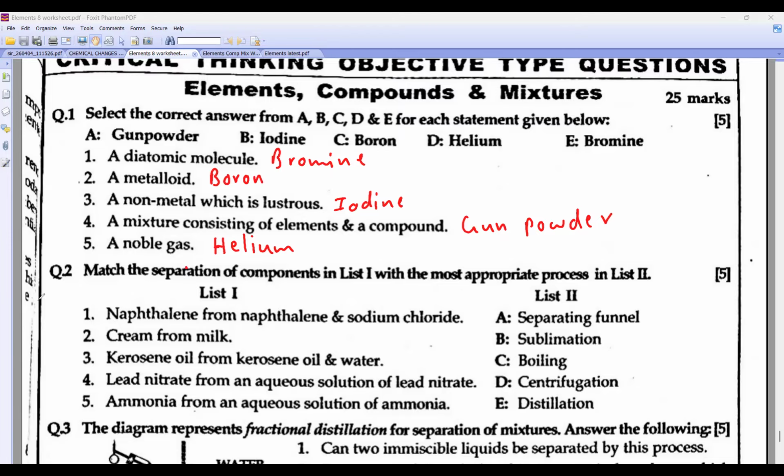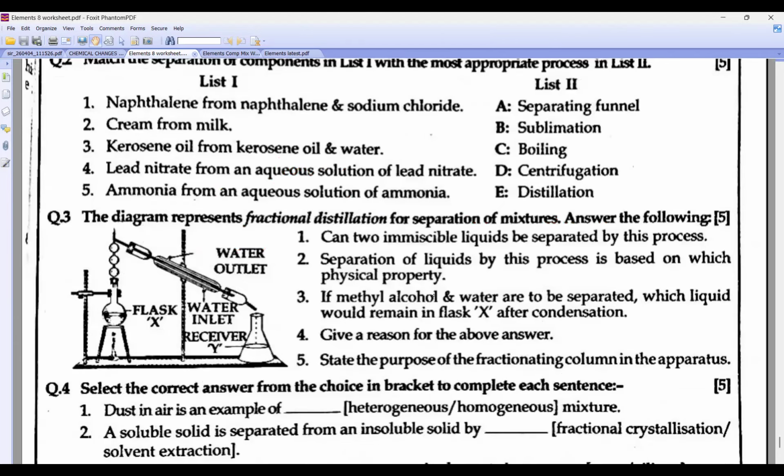No, wait, beta. I'm checking it. Wait. Acha, in the meanwhile, you try to do this on your own. I'm going to check. I have already checked yours. You have not completed it.